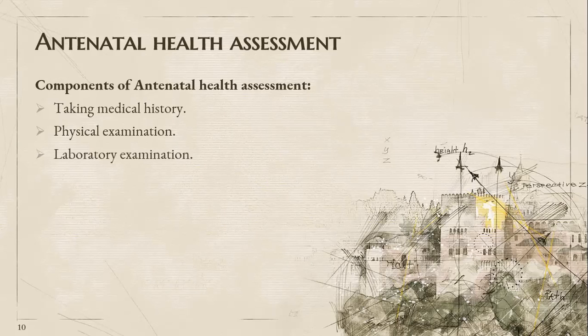Then, laboratory examination. Laboratory examinations are done according to the physical condition of the pregnant woman. Some important ones are testing hemoglobin, WBC, and DLC count, blood group, RH factor, urine examination, Papanicolaou smear test, means PAP smear test, blood sugar test, blood serum examination, ultrasonography, chest X-ray if necessary, stool test. All these tests we should do.